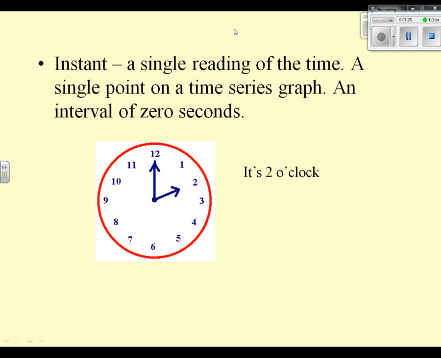It's an instant, right? A single reading of the clock. Easy stuff, right? How am I going to be describing interval then, do you think? Is Tia's definition okay? Instant? That's kind of what you said, right? Single look. So what's an interval?